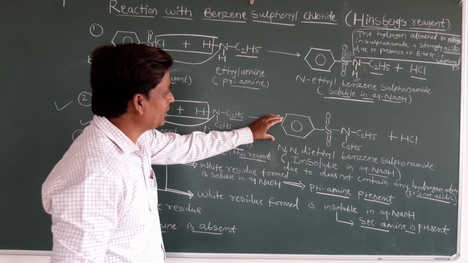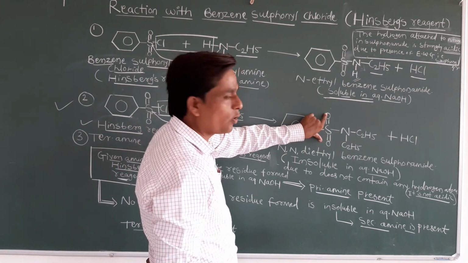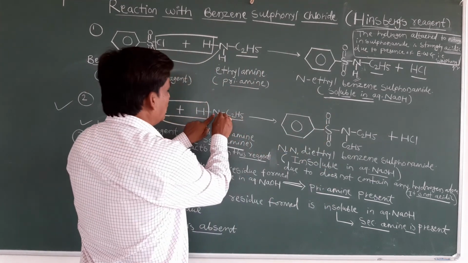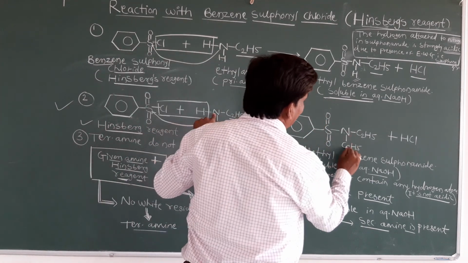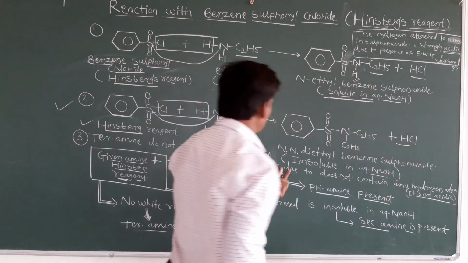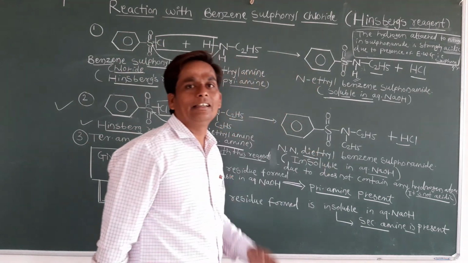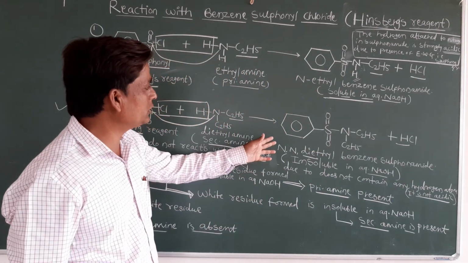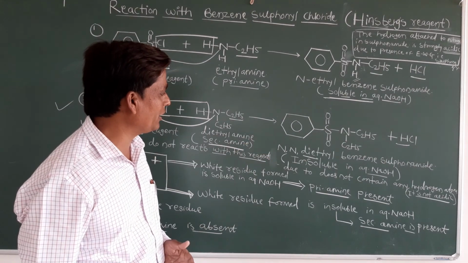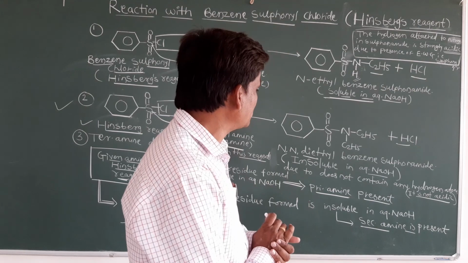So what we'll get here? This benzene ring as it is, this sulfur group and these two oxygens as it is, then this nitrogen, these two ethyl groups, and this hydrochloric acid will be removed like this. So here we'll get N,N-diethyl benzene sulfonamide. Now clear? So this is N,N-diethyl benzene sulfonamide. It is insoluble in aqueous NaOH. Why is it insoluble in aqueous NaOH?